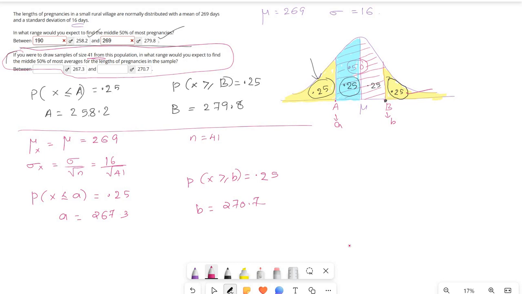The first one is from the population, so mu and sigma are the population mean and population standard deviation. The second one is from a sample, so the mean is the same, 269, but the standard deviation changes to sigma over root n. Everything else remains the same, and the area under the graph is the same, so we can find a and b. That's it. I think that makes sense.